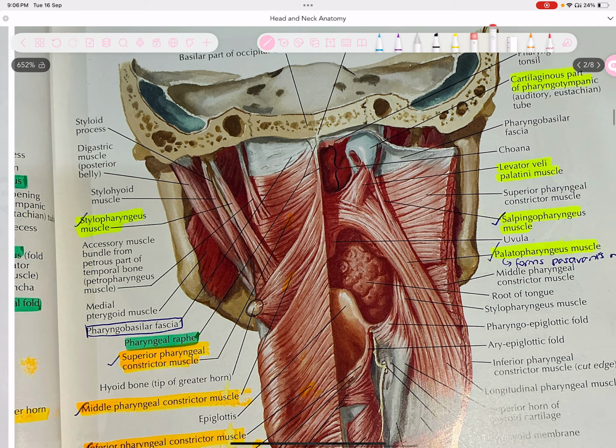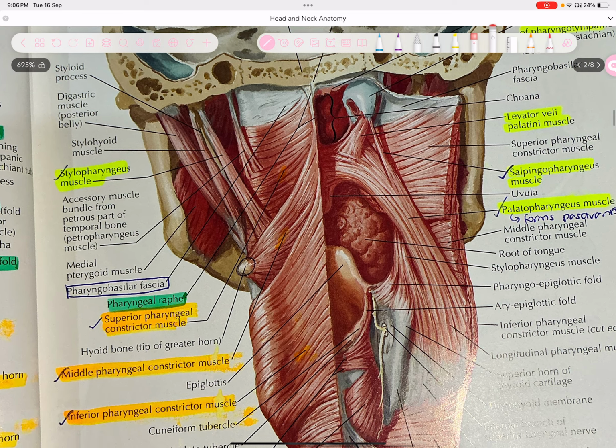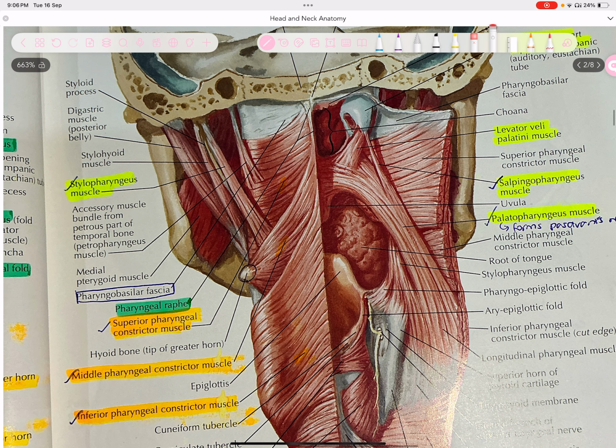In the three constrictor muscles, they overlap each other in a manner that the middle constrictor, for example, if this is the middle constrictor, it will lie on the outside of the lower part of the superior constrictor. So this basically overlaps and lies on the outside of the lower part of the superior constrictor. Similarly, the inferior constrictor lies on the outside of the lower part of the middle constrictor. This way, the lower part of the middle constrictor is hidden by the inferior constrictor. Similarly, the lower part of the superior constrictor is hidden by the middle constrictor. So that's the pattern that we're following.